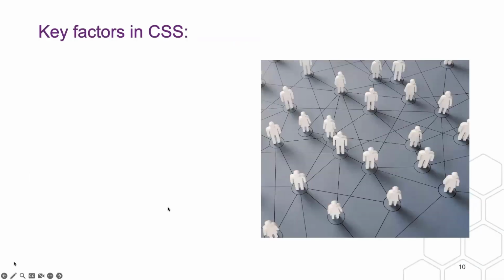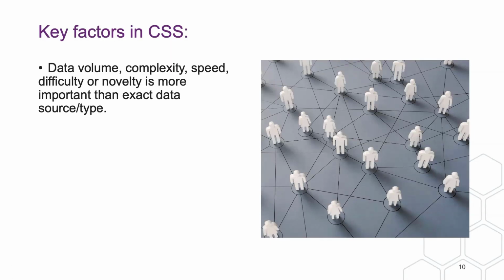Moving on, there are key factors that make a CSS project computational. And the first one of these is data volume, complexity, speed, difficulty, or novelty. And this is more important than the exact data source or type. So in our previous example where we had parish records, the source of data is not entirely important. It's about the volume and the complexity and the difficulty or the novelty of that data.